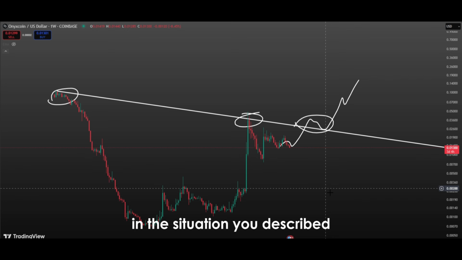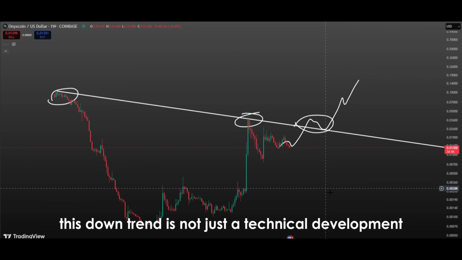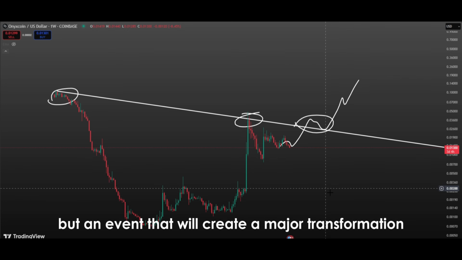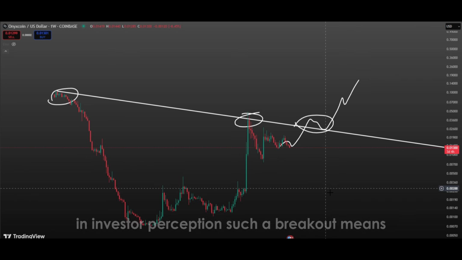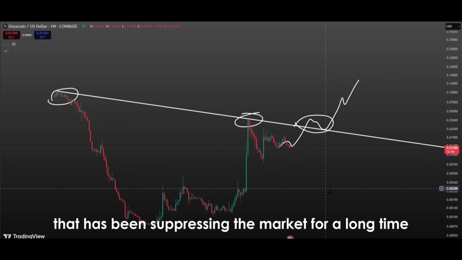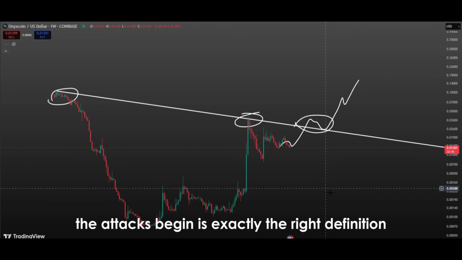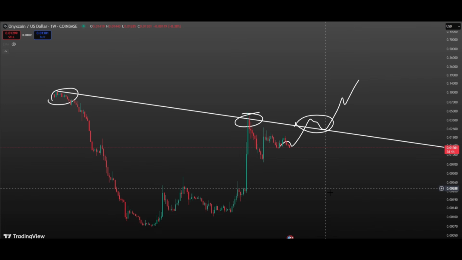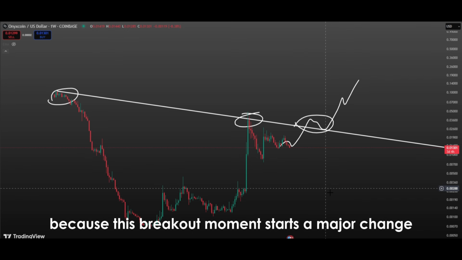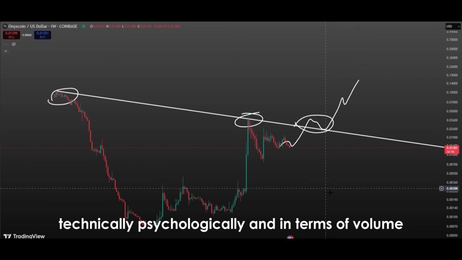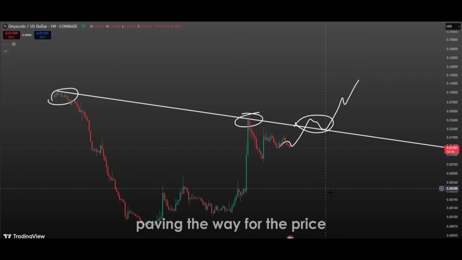In the situation you described, the price breaking this downtrend is not just a technical development, but an event that will create a major transformation in investor perception. Such a breakout means the negative sentiment that has been suppressing the market for a long time is dissipating. That's why the phrase "the attacks begin" is exactly the right definition, because this breakout moment starts a major change technically, psychologically, and in terms of volume, paving the way for the price to reach much higher levels.